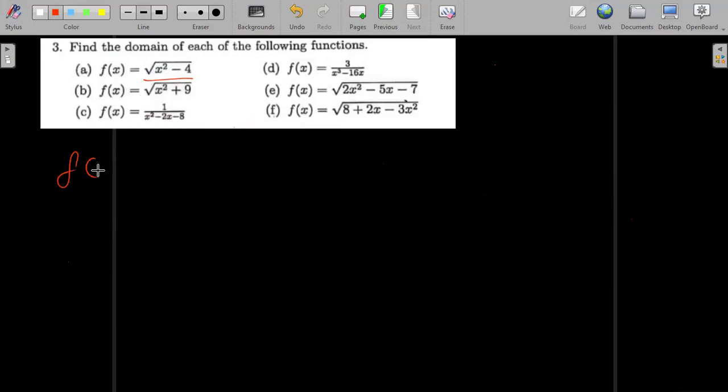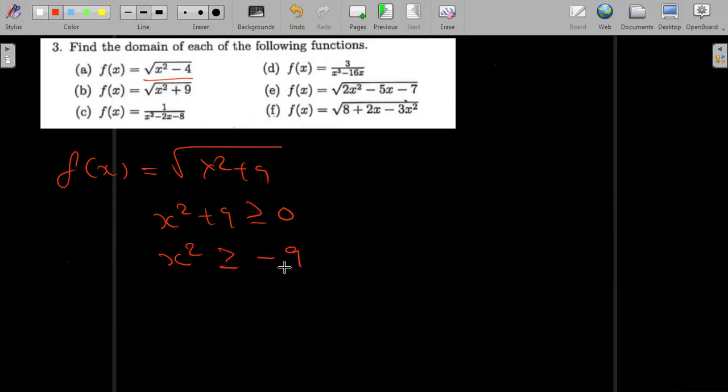Our B is f of x equal to the square root of x squared plus 9. Now notice, since there's a radical, we want this to be greater than or equal to 0. But if you were to solve it, when you take this here, this becomes negative. And if you take the square root on both sides, you just end up with plus or minus the square root of negative 9. Because there's a negative there, this already tells me I'm going to have a complex number.